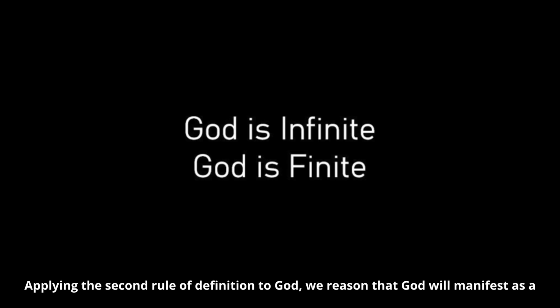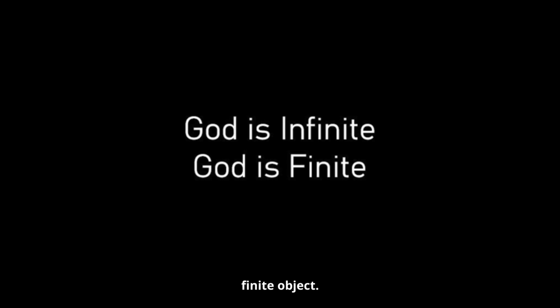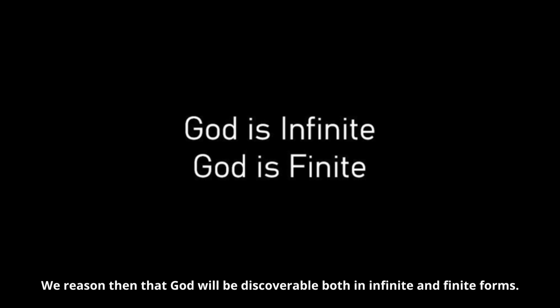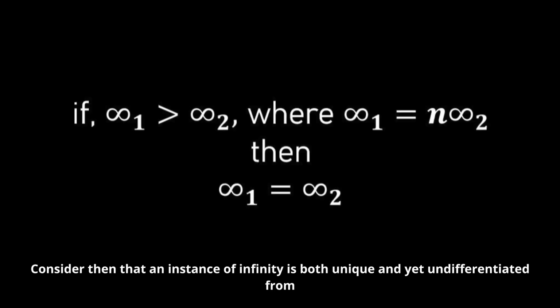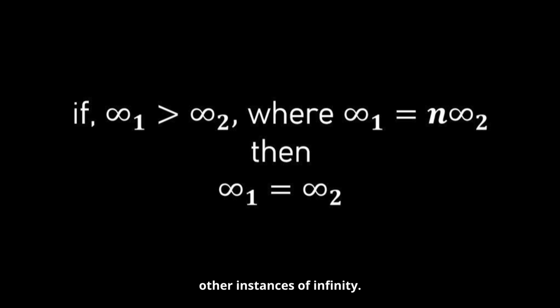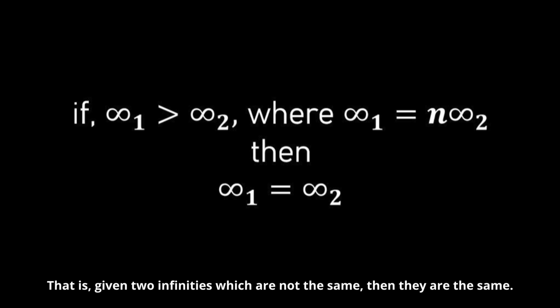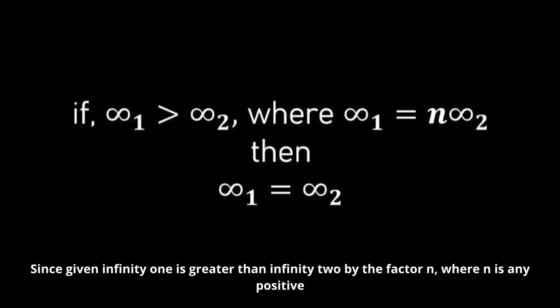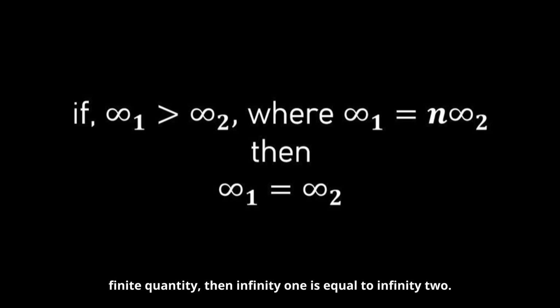Applying the second rule of definition to God, we reason that God will manifest as a finite object. But then we have just defined God as infinity. We reason then that God will be discoverable both in infinite and finite forms. Consider then that an instance of infinity is both unique and yet undifferentiated from other instances of infinity. That is, given two infinities which are not the same, then they are the same. Since given infinity 1 is greater than infinity 2 by the factor n, where n is any positive finite quantity, then infinity 1 is equal to infinity 2. We can state this feature of infinity as there is only one instance of infinity, even if there are many.